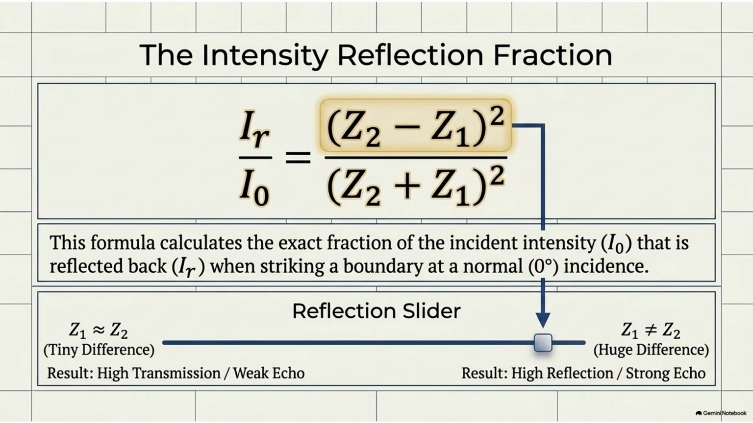The equation shows something very important. If the acoustic impedances on the two sides of the boundary are almost equal, the difference between them is small, so very little ultrasound is reflected. But if the acoustic impedances are very different, the reflected fraction becomes much larger. This is why acoustic impedance differences are fundamental to ultrasound imaging.